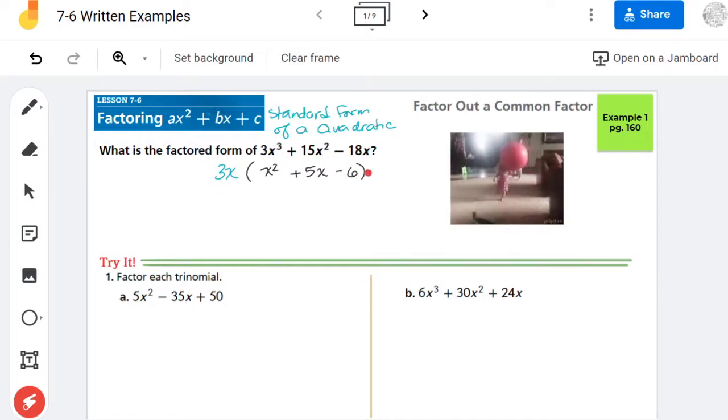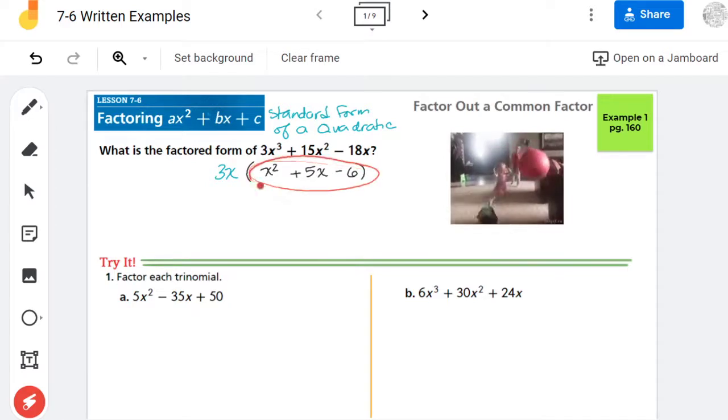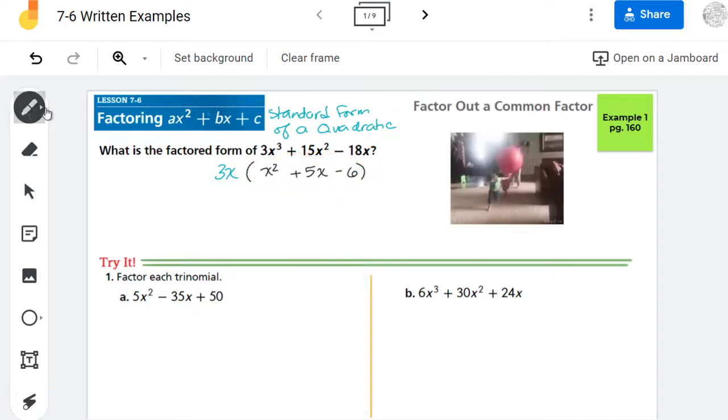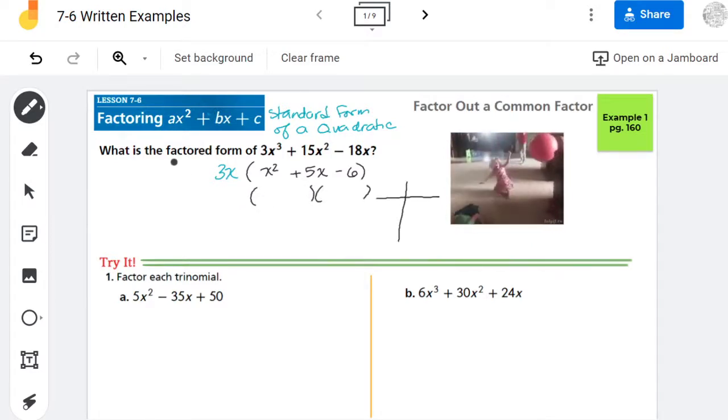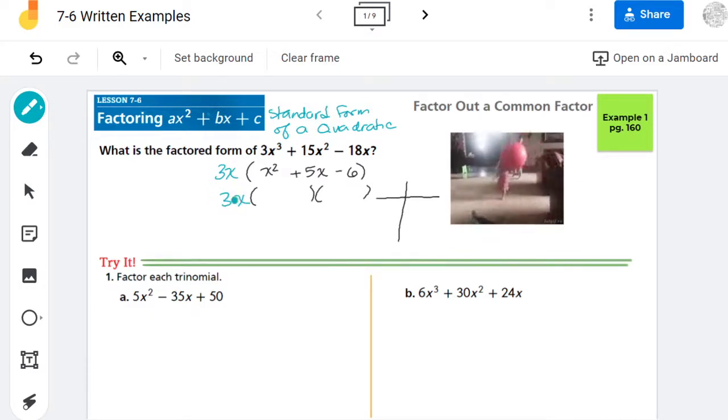So now that I've factored out that GCF, now you can see that this middle part is totally factorable. So what I'm going to do is I'm going to set up a little t-chart, and we're going to go ahead and break this up into the double bubble. Okay? Now don't forget that 3x that we pulled out, he kind of just sits out here like a puppy. Okay, he follows us along but doesn't really do anything else to help with the problem.